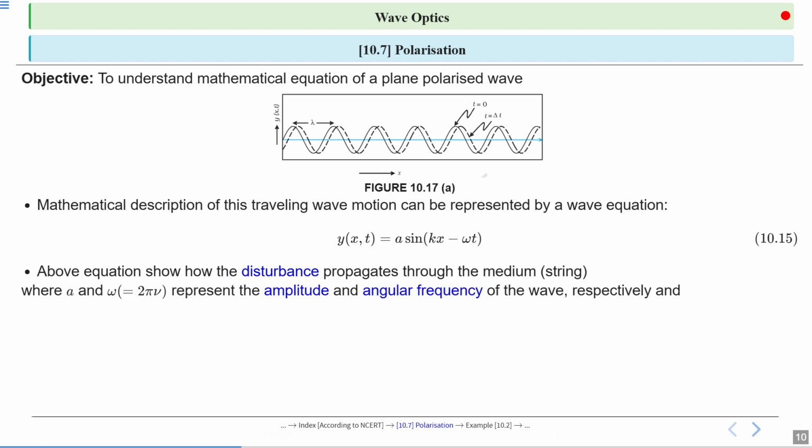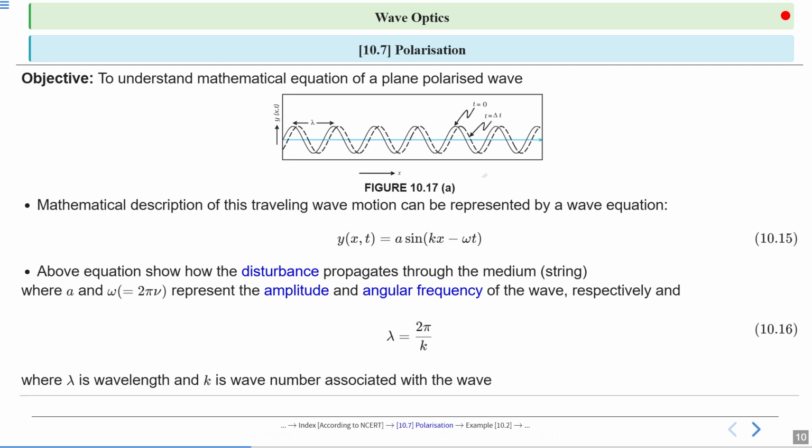Now let's break down the components of the equation further. The a is the amplitude, which is the maximum displacement from the rest position. The ω is the angular frequency, calculated as 2π times the frequency ν. Next, we have another important equation, λ = 2π/k. This equation defines the wavelength λ, which is the distance between consecutive peaks of the wave, the distance between two crests, or the distance between two troughs.